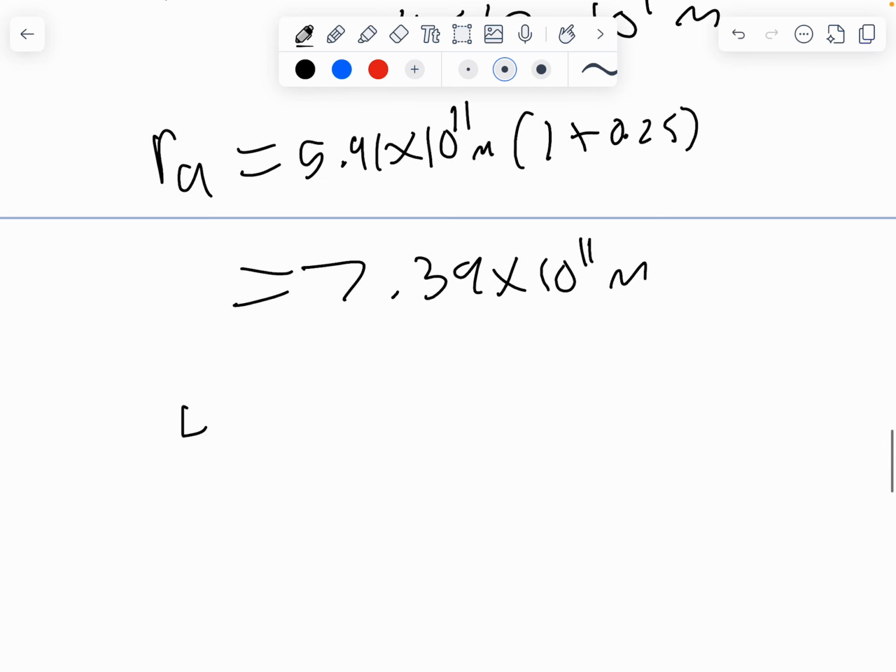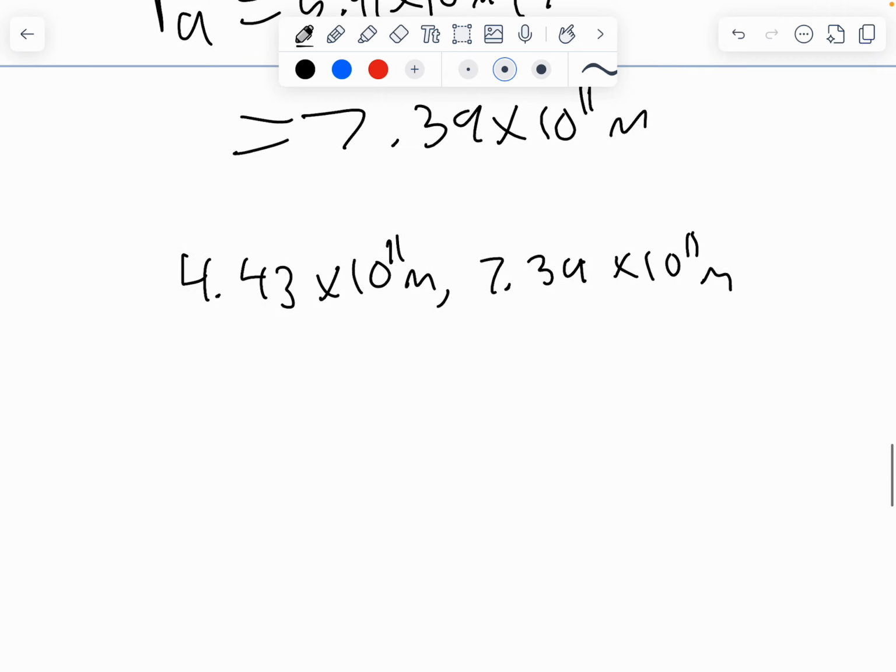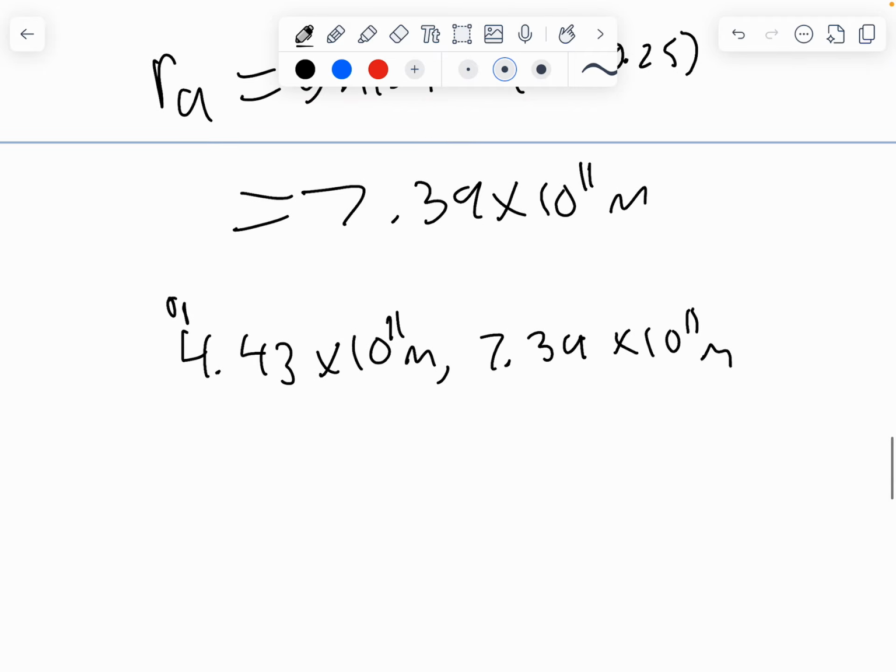And the problem has us separate them by a comma. So here you are, comma. So this would be RP. This would be RA.